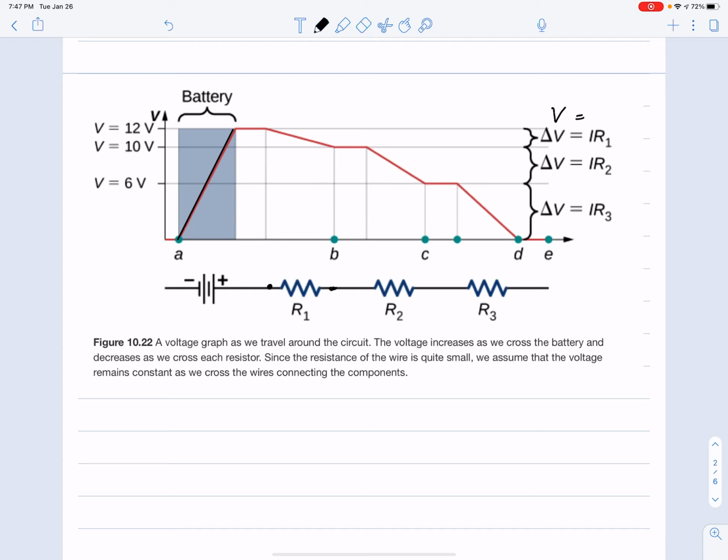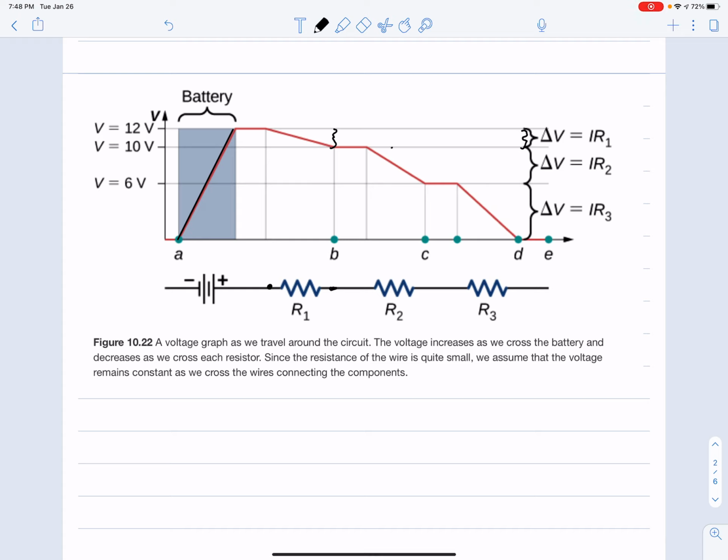From here to here, we measure the voltage across the resistor, and it would give me IR1, right? This little piece right here is the value of the voltage across the resistor. That same voltage is the thing that decreases the overall voltage around the circuit. So it decreases that amount through the resistor.